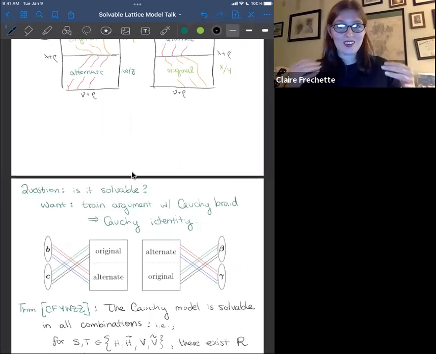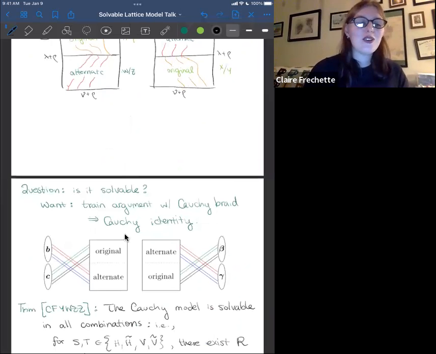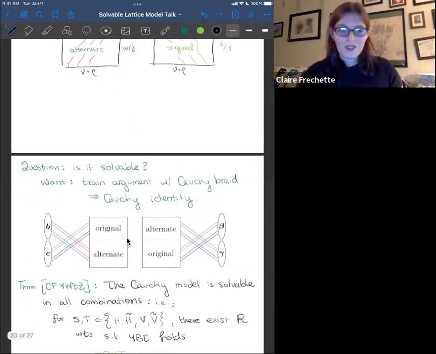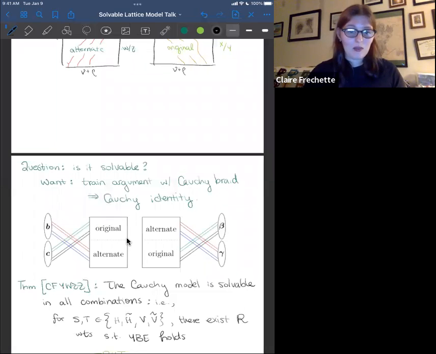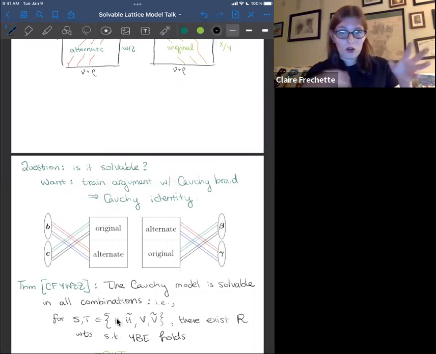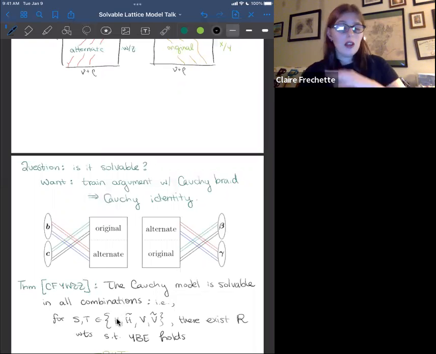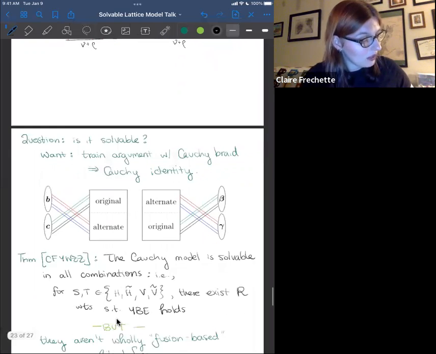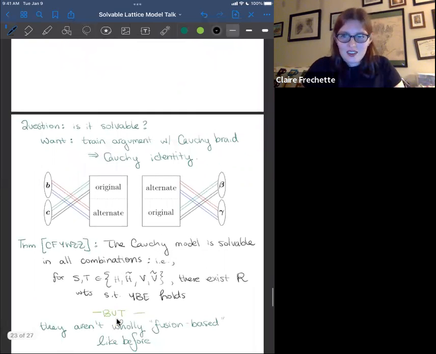The long answer is it's kind of complicated. So the short answer is that yes, given these sets of weights, any combination of these sets of weights, there is an R vertex that satisfies the YBE. So I can pick horizontal and vertical strip rows in my alternate or my original model. Any combination of these works. The more complicated part of the answer is that it doesn't appear to come out of a fusion procedure like my R vertices showed up before.